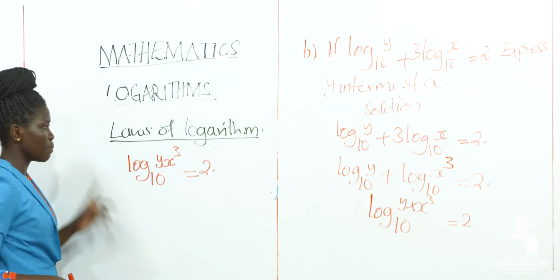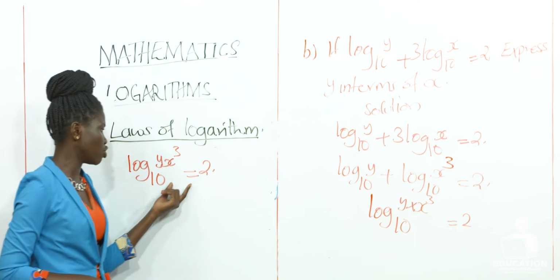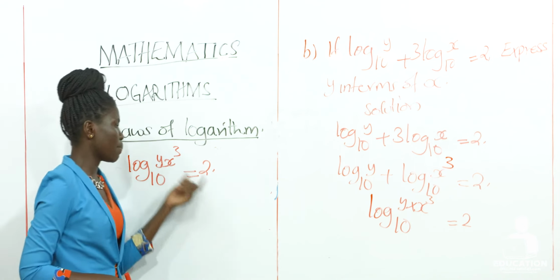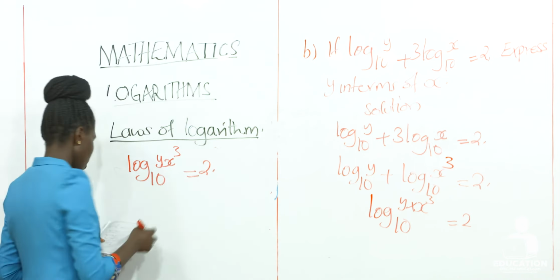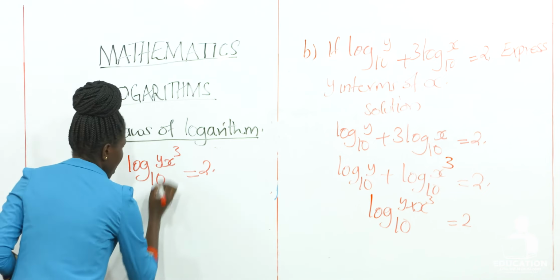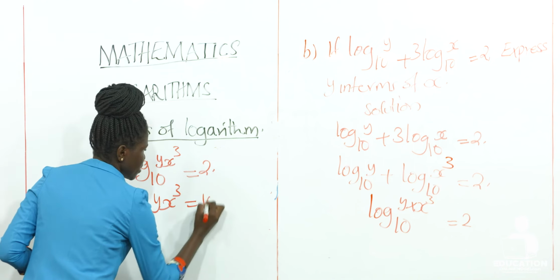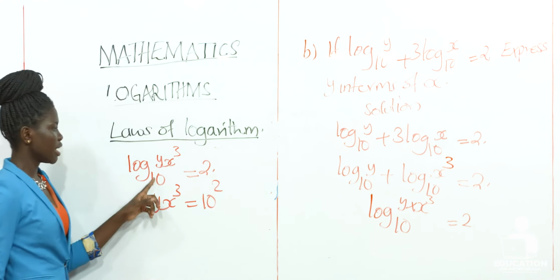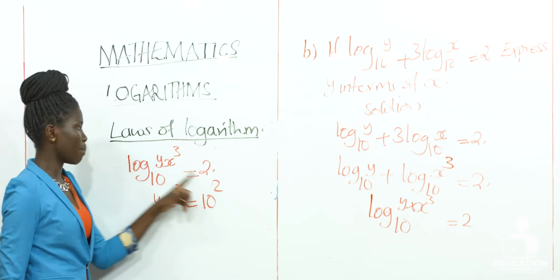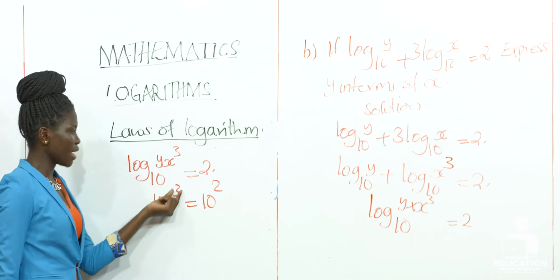But as we said before, when you have a number like this, you need to know which is the base, which is the power, and which is the number. So this is the same as us having yx cubed is equal to the number which is 10 squared. 10 is the base, the 2 becomes our power, and our number is yx cubed.